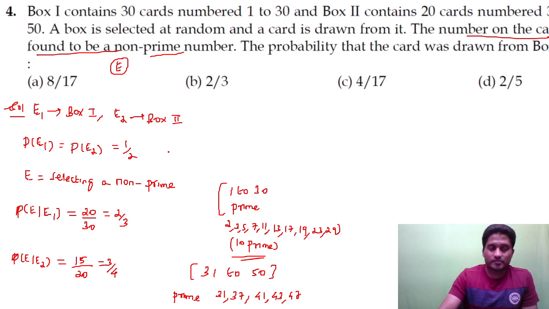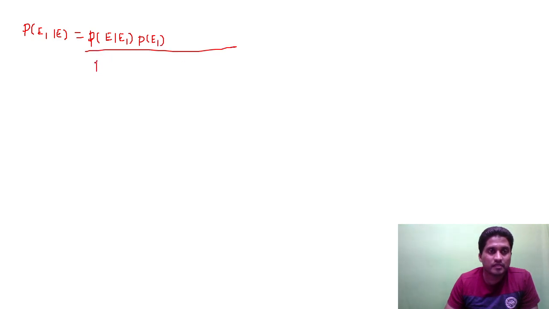So now I am supposed to find the probability that it comes from the first box. That is probability of E1 given E. Probability of E1 given E is equal to P of E given E1 into P of E1, divided by total probability: P of E given E1 into P of E1 plus P of E given E2 into P of E2.